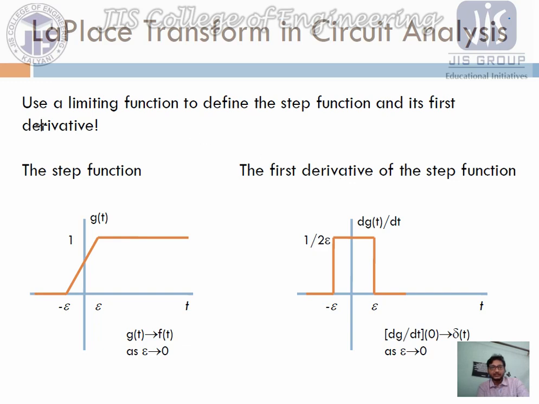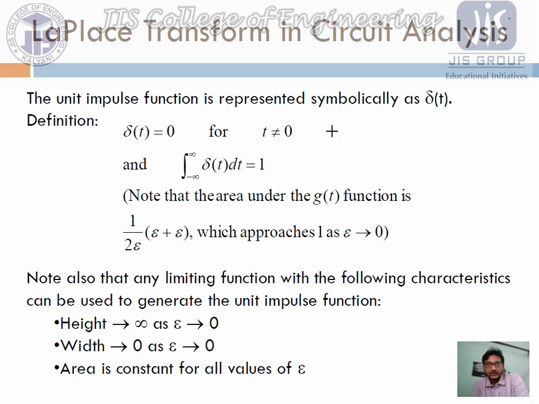So we can say the impulse function is the first derivative of the step signal. That is why it is written here that we use a limiting function to define the step function and its first derivative. Whenever we differentiate the step function once, we get the impulse function, and we write the signal as delta of t. Delta denotes the impulse signal.